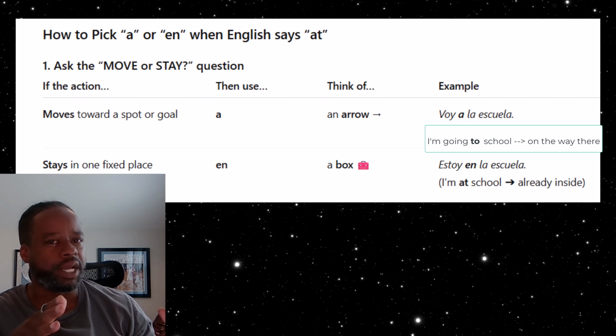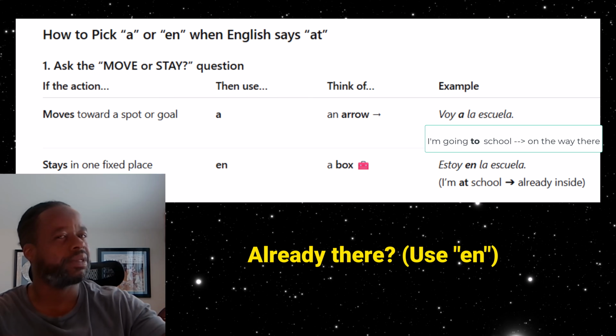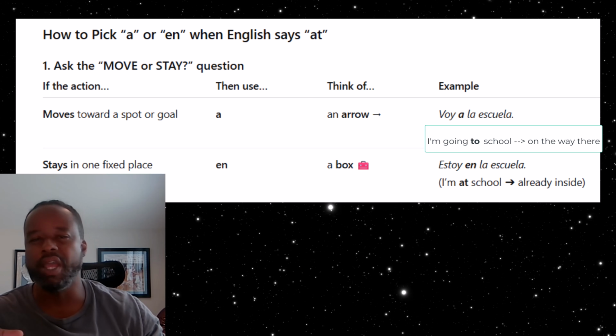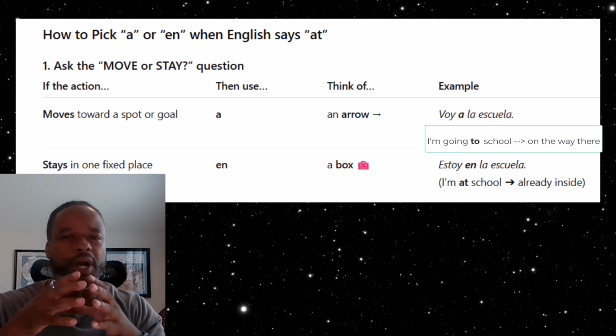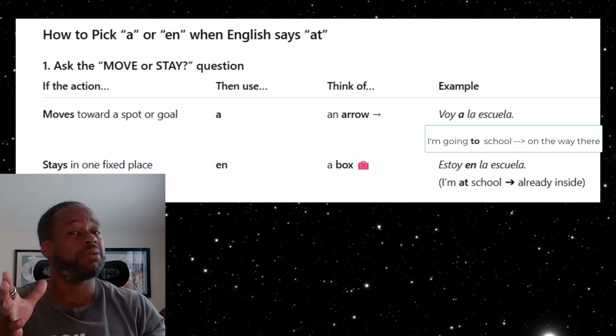If you need another breakdown, think of it like this. Going, a. Already there, en. Trying to lay down anything that can help you possibly understand when to use a or en. Pero vamos a practicar ahora.